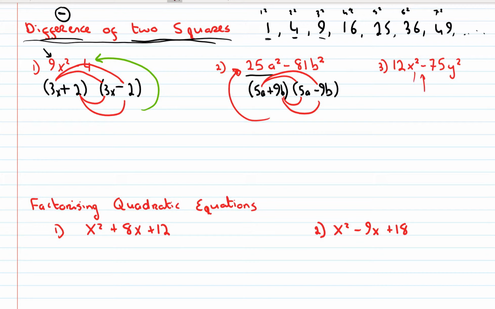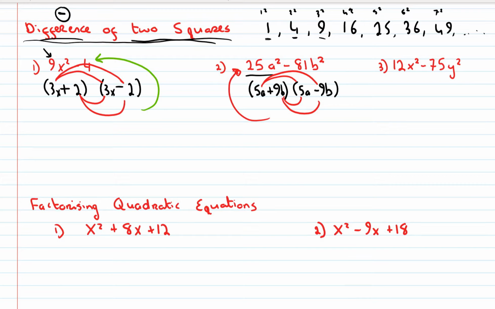I have squares all right here. The only problem is the numbers. They're not perfect squares. They're none of these numbers. Look, 12 is not here. 75 is not here either. They're not square numbers. However, a little bit of intuition, and I can use the difference of two squares in this.